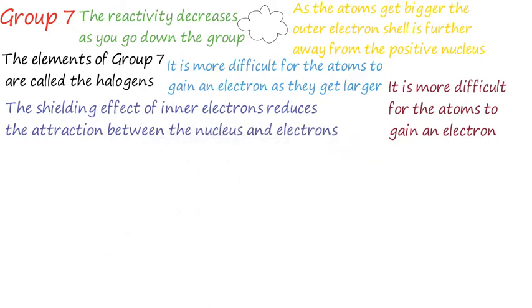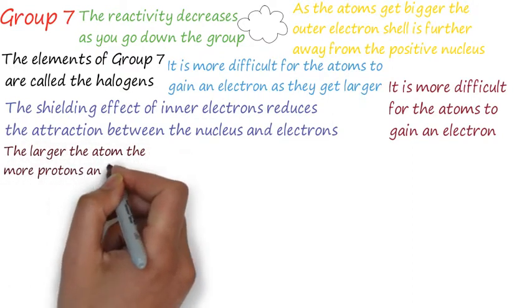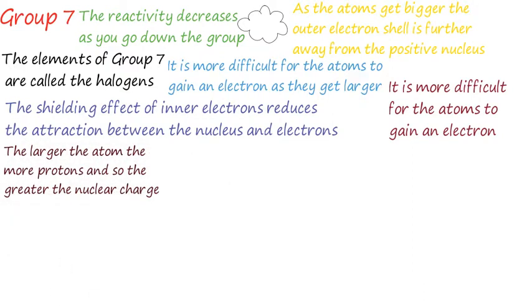Other factors related to the size of the atom also affect the reactivity. These factors include the shielding effect and the nuclear charge. The shielding effect involves the inner electrons of the atoms. These electrons reduce the electrostatic forces of attraction between the electron to be gained and the nucleus. As the atoms get larger, there are more inner electrons, and so there is more repulsion, making it more difficult to gain an electron. The nuclear charge is due to the number of protons. The larger the atom, the more protons, and so the greater the nuclear charge.